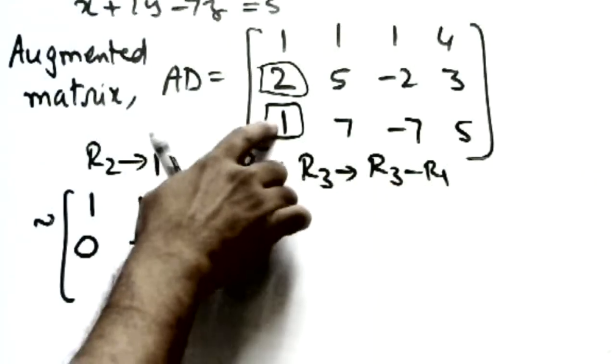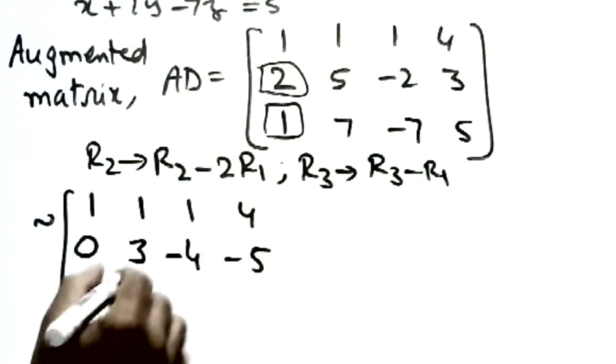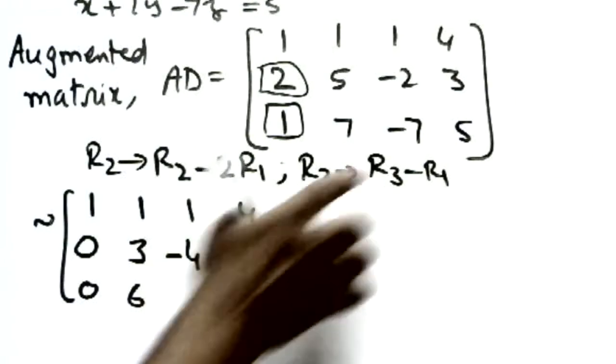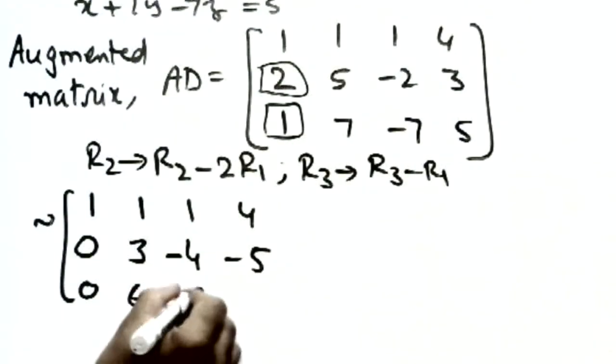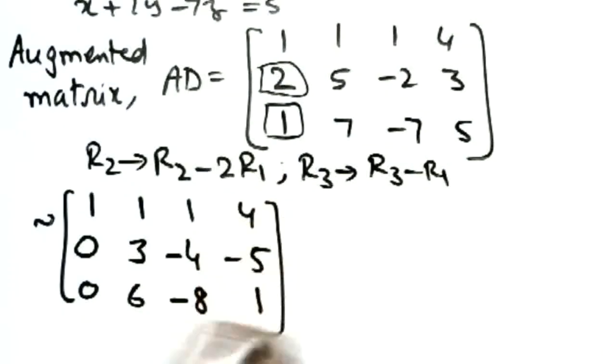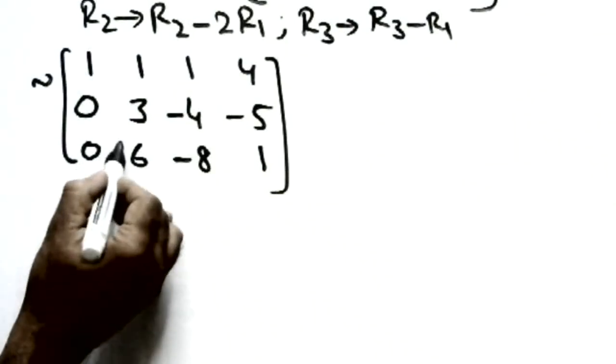Now let me go here. Now this is very easy. R3 minus R1: 1 minus 1 is 0, 7 minus 1 is 6, minus 7 minus 1 is minus 8, 5 minus 4 is 1. So we got the first step. Now the next step is here.